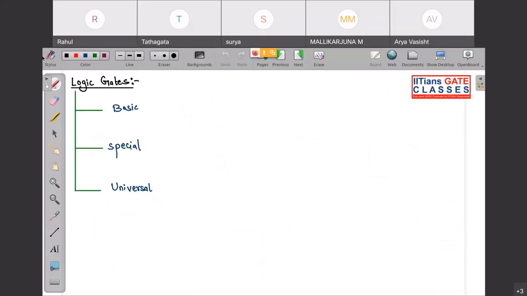Okay. So first let us study the logic gates. So logic gates, as I told you, is basically logic designing. Logic gates can be classified in three parts: basic logic gates, special logic gates, and universal logic gates. Now what do we mean by basic logic gates? Basic logic gates can be sub-classified into three more parts: AND, OR, and NOT.